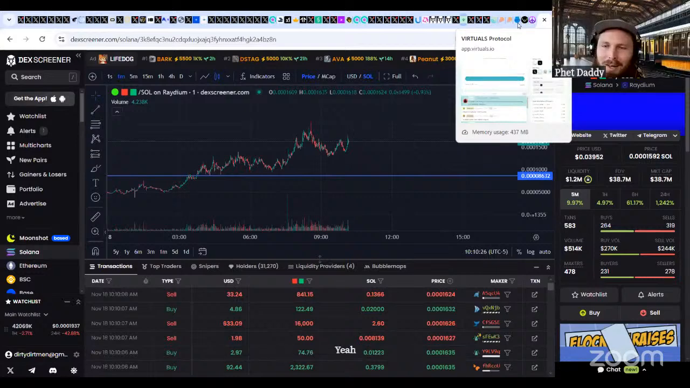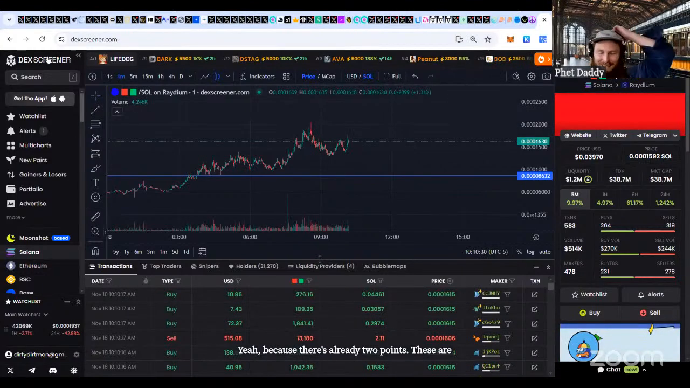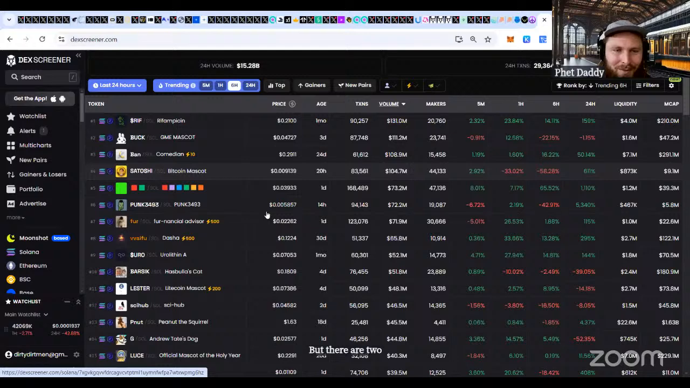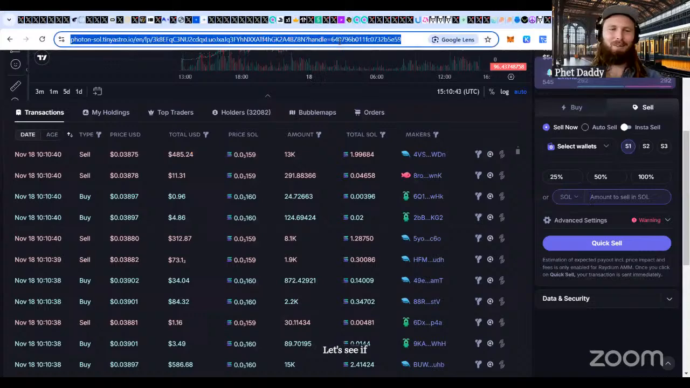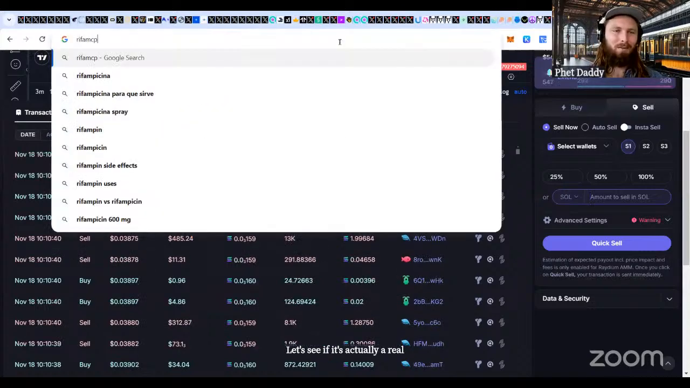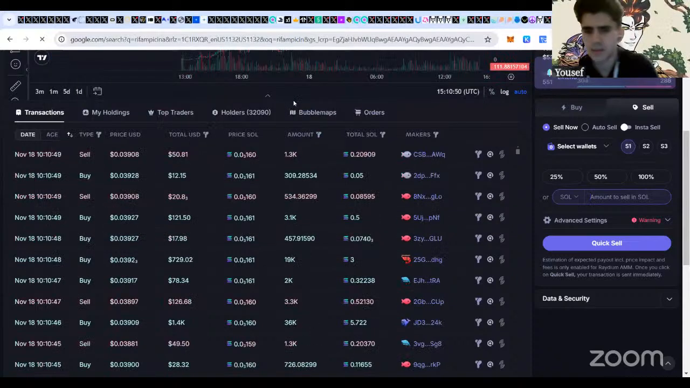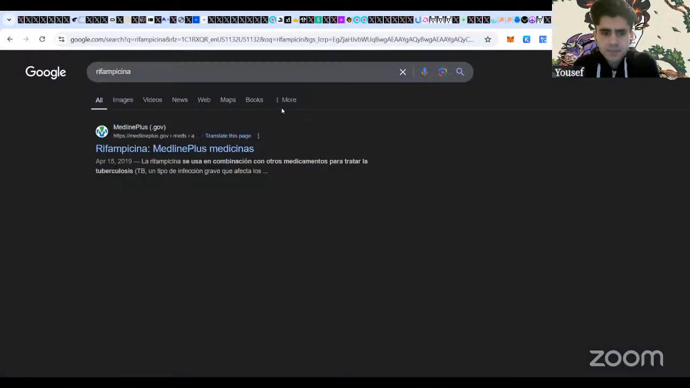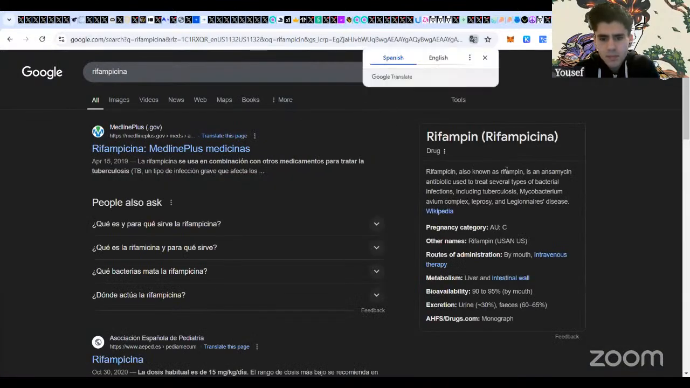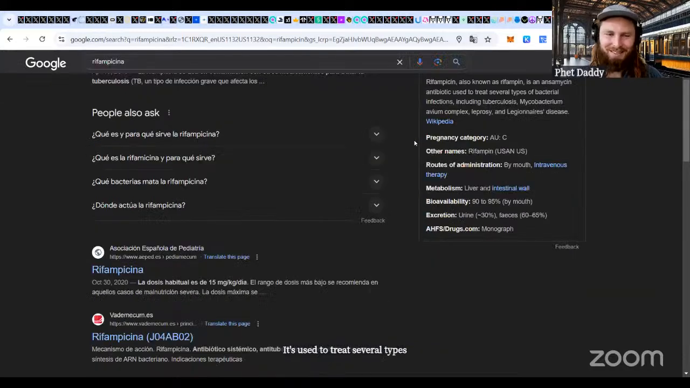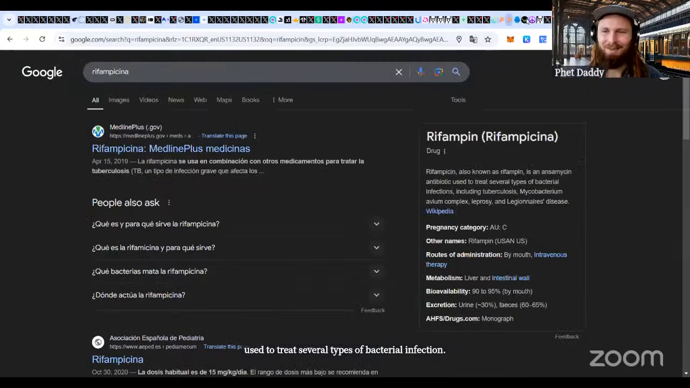Yeah, because there's already two coins. These are the top two DeSci coins. And again, guys, NFA, do your own research, but there are two coins that are really popping off. Yeah, so rifampicin. Let's see if it's actually a real compound. So this is a real compound. It's a real drug. It's used to treat several types of bacterial infection. And then there's another one too.